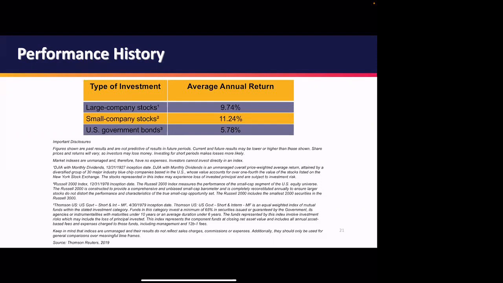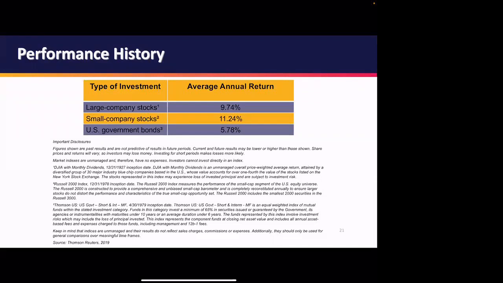Now, small company stocks, as you can see, have done better actually than large company stocks, but they come with a lot more volatility because if we have an economic downturn, a smaller company may not have the ability to maneuver a difficult environment and could shut their doors. Certainly possible with large companies as well, but less likely.